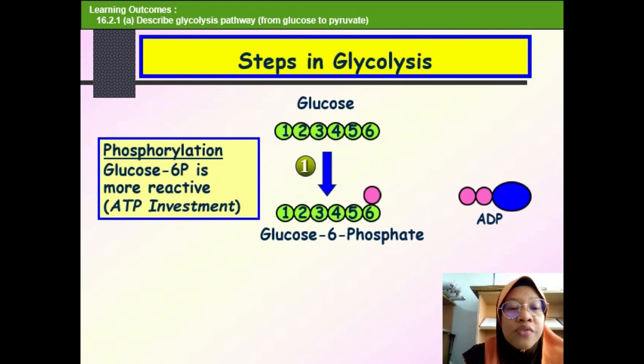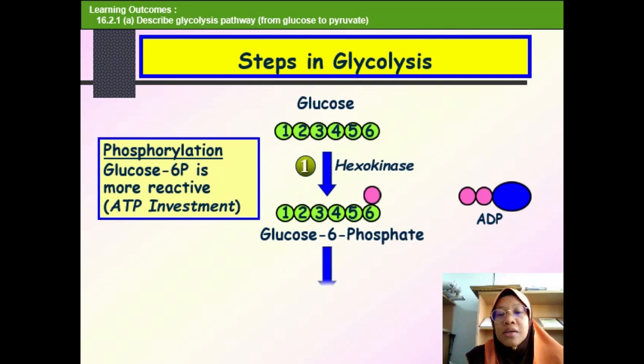So glucose 6 phosphate lebih reaktif. It's more reactive compared to glucose. So dia punya energy level lagi tinggi. Okay, so this is the first step. Enzyme yang catalysekan proses ni is known as hexokinase. Okay, so now we move on to the second step.